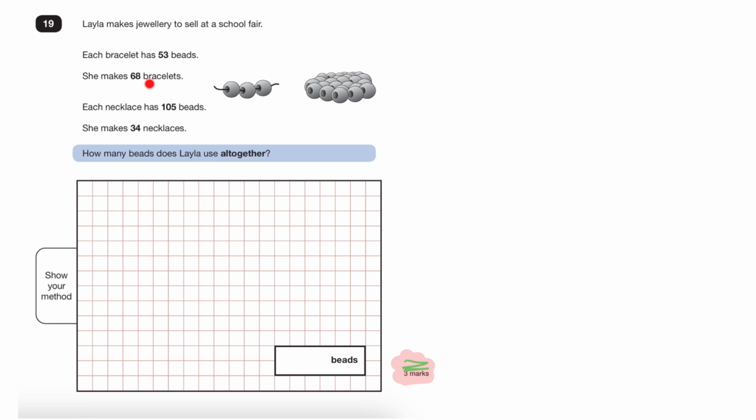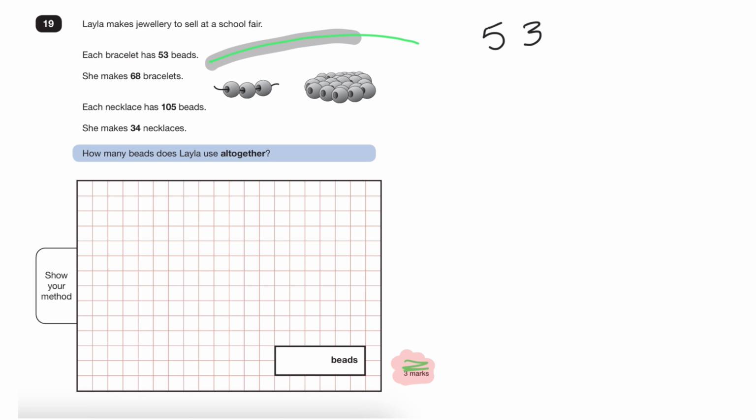So basically, I need to work out how many beads are in total here and how many beads are in total here. And then I need to add them together. So I've got 2 multiplications and an addition. So that's where the 3 marks are coming from. So again, I'm going to utilize the whole page. But for this first part, let's get the pen. We're going to do our long multiplication here. And that's all this question is testing.